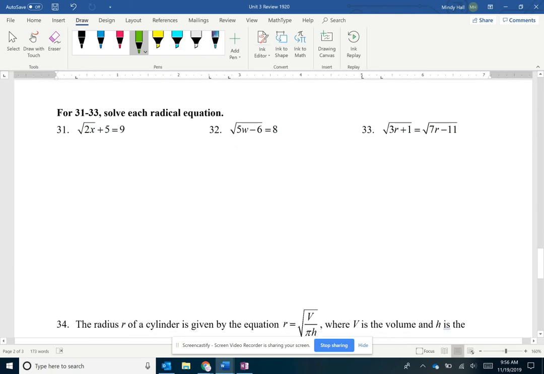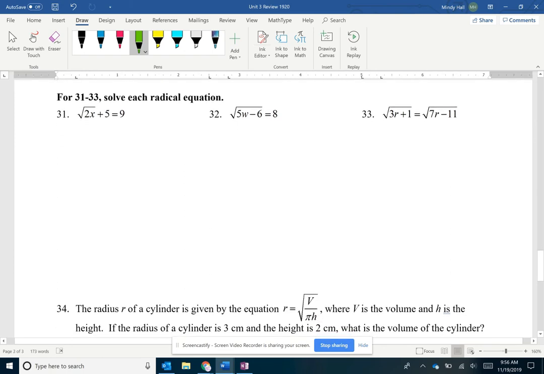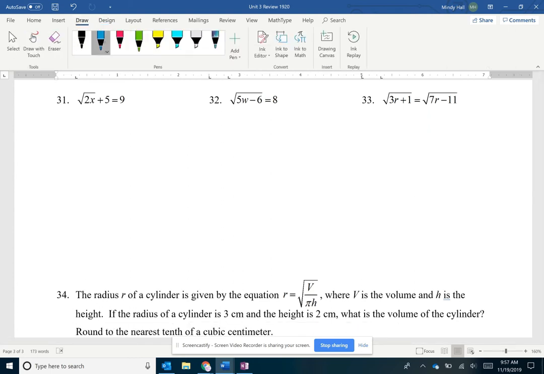So for 31 through 33, make sure you can do these, because if you can't do these, it will totally botch your test. But I'm telling you now. When you have to solve equations like this, you want to get the radical by itself. So I'm going to start by subtracting 5. That would give me the square root of 2x equals 4. Now, because that is by itself, I'm going to square both sides, because when I square both sides, that gives me 2x equals 16. And then, if 2x equals 16, I can divide by 2, and x equals 8.